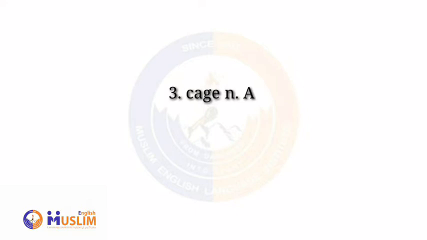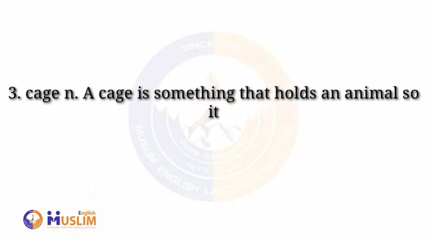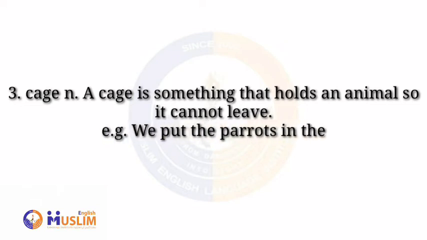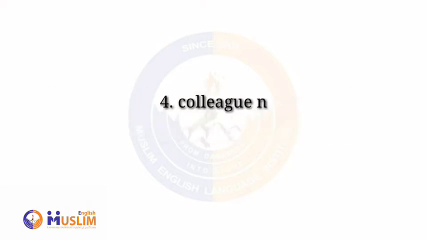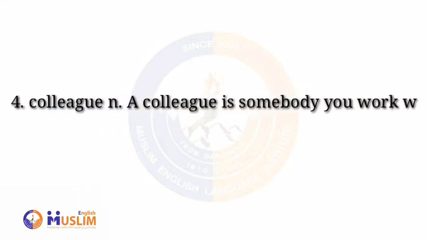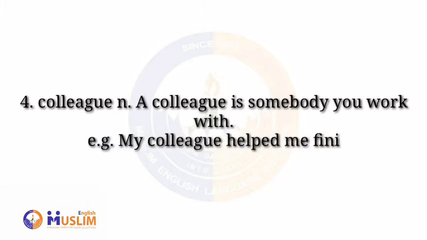Number 3. Cage, noun. A cage is something that holds an animal so it cannot leave. Example: we put the parrots in their cage at night. Number 4. Colleague, noun. A colleague is somebody you work with. Example: my colleague helped me finish the job.